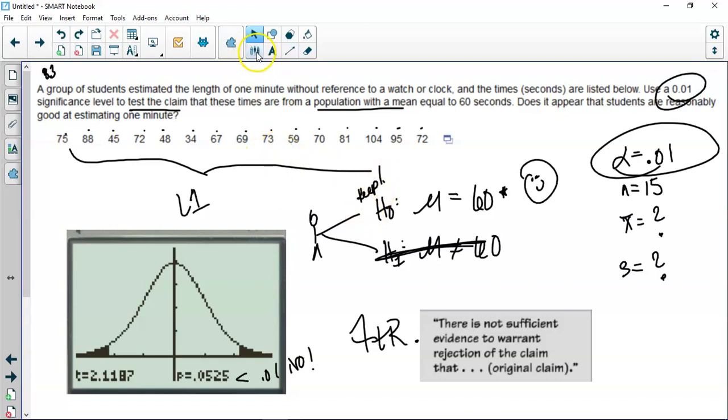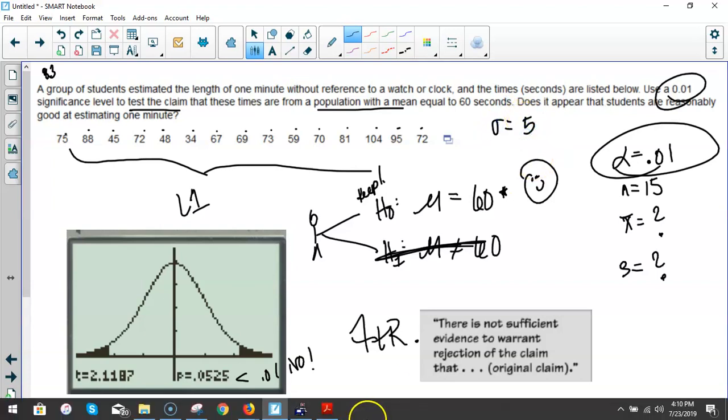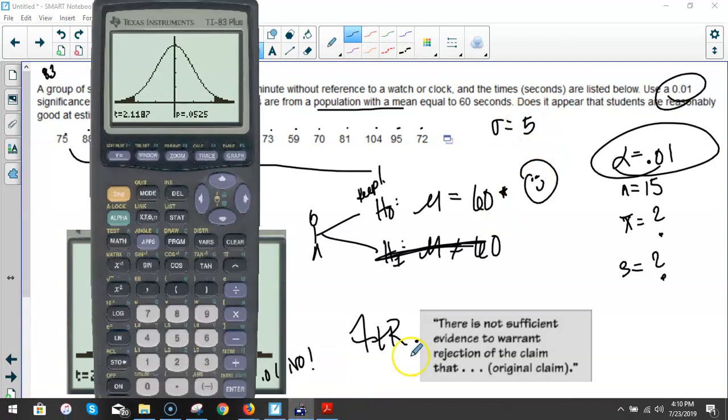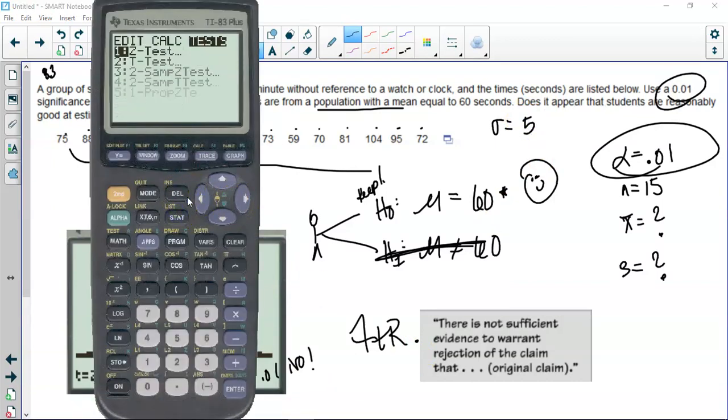Now, if at some point they said, we've been doing this type of study for 30 years and we have 40,000 different counts of when people stopped, and we know a population standard deviation of 5 or something like that, 5? Sure, let's say 5. If I went into here, I would say z-test. And you can see how it looks almost exactly the same, but there's sigma. You'd have to put that sigma in there.